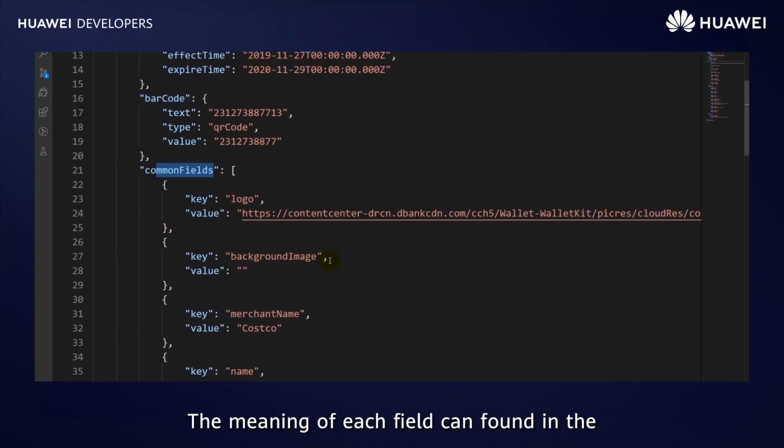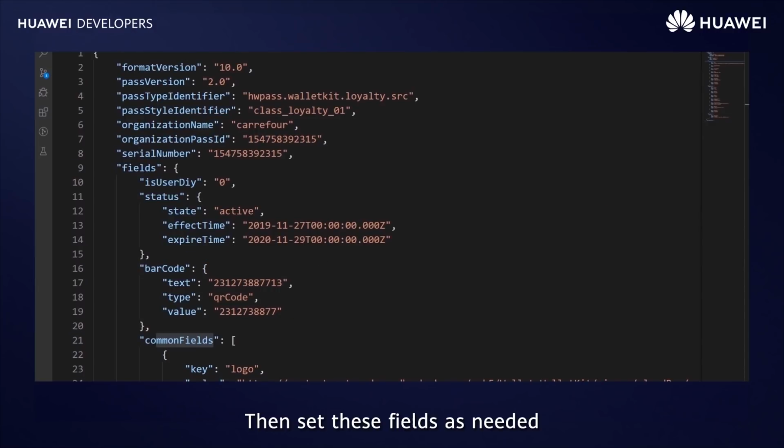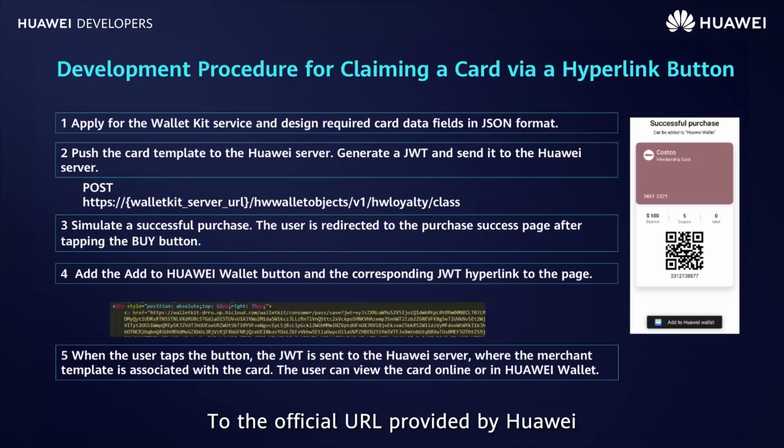The meaning of each field can be found in the Wallet Kit document on the Huawei developer website. Then set these fields as needed. Now, the JSON template file is ready. We should push it as required. Where should we push? To the official URL provided by Huawei.